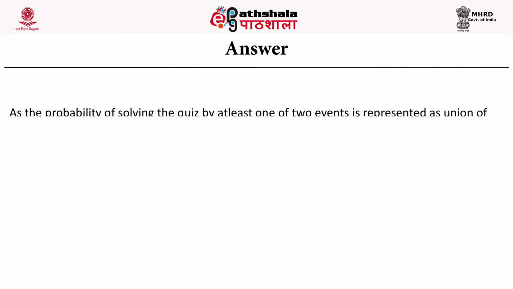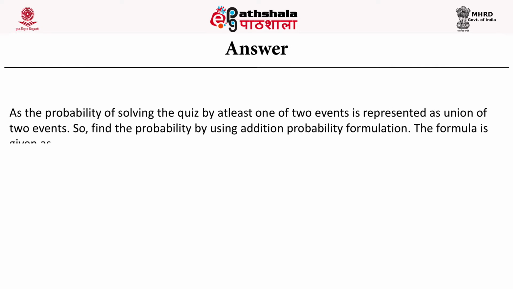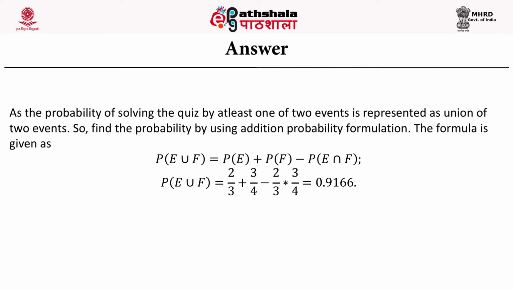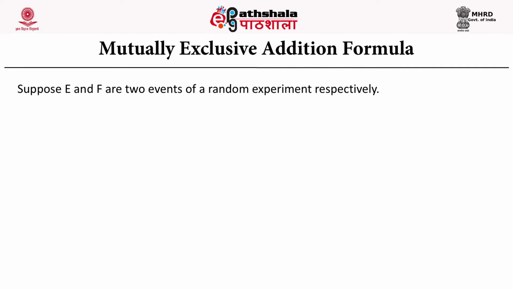As the probability of solving the quiz by at least one of the two is represented as the union of two events, the probability of the favorable event by using the addition probability formula is given here as probability of E union F, which is coming out to be 0.9166. Hence the probability of solving the quiz is 0.9166. Now coming to the definition of the mutually exclusive addition formula.